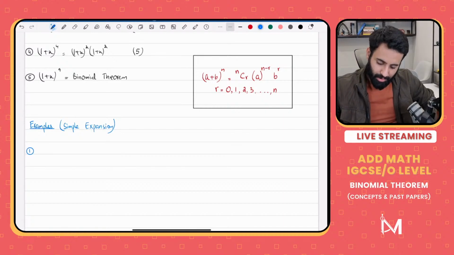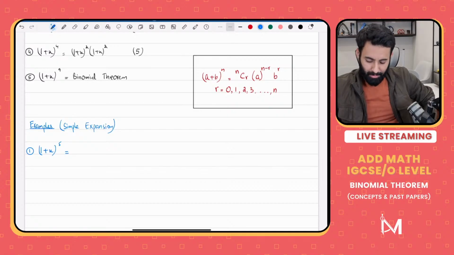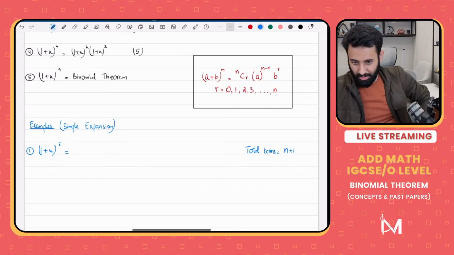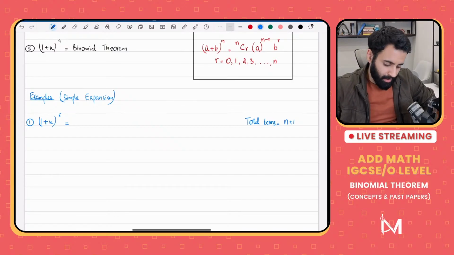So let's say that you're given 1 plus x the whole thing power 5. And this is what you're supposed to expand. Now remember, before you expand, remember the rule that the total number of terms will be equal to n plus 1. So that means in this case, the total number of terms that you will have will be equal to 6. So let's identify what's a, what's b, and what is n.